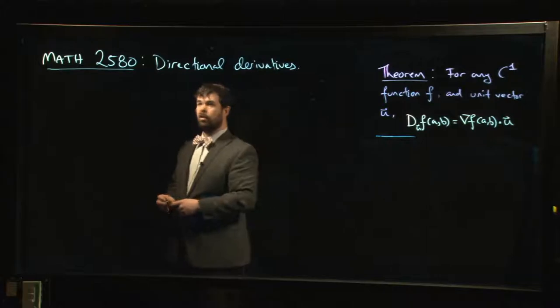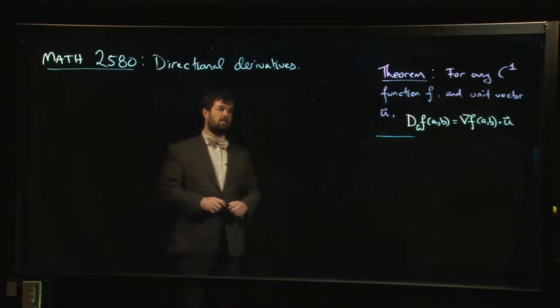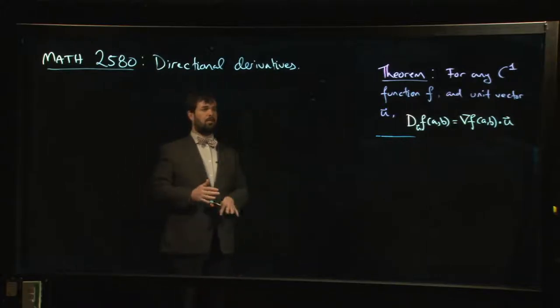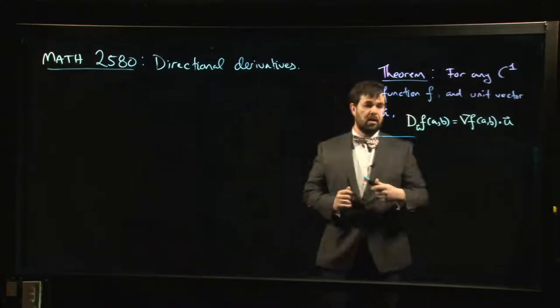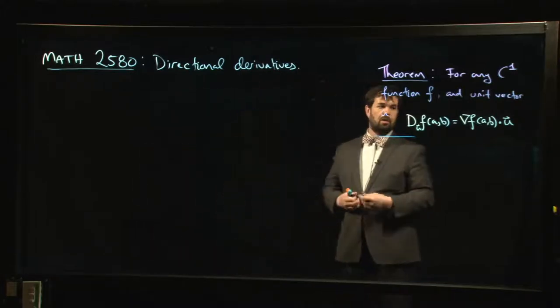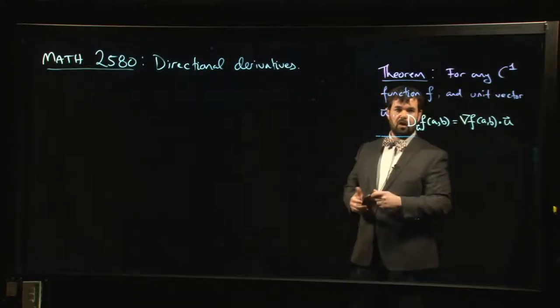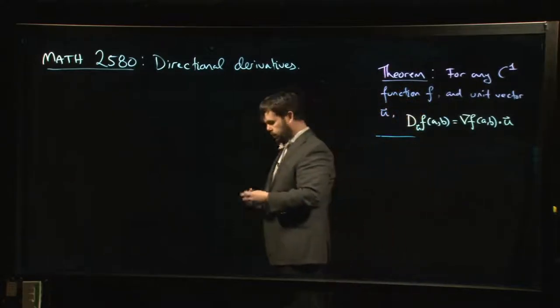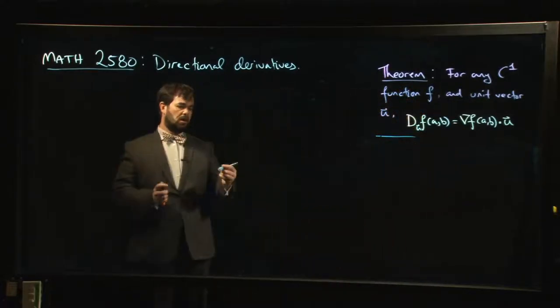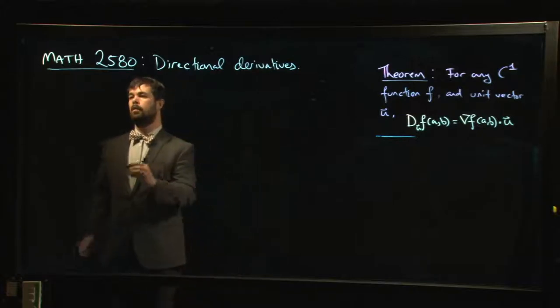All right, so we're going to continue our discussion of directional derivatives, and we'll do a couple examples so you can see how this theorem we proved in the last video is used to do some calculations. And we'll also look at some of the consequences of this theorem. They give us a little bit more information telling us exactly what's going on with this directional derivative. So let's start with an example.